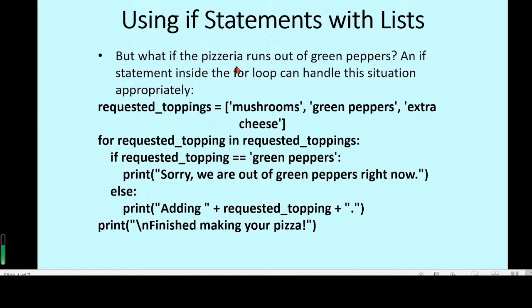But what if the pizzeria runs out of green peppers? An if statement inside the for loop can handle this situation properly. So this is request topping, and in the for loop we can test using an if statement. If request topping equals green peppers, then the message, sorry, we are out of green peppers right now, will be printed out. Otherwise, if this test fails, which means the request topping is not equal to green peppers, then the message adding this request topping will be printed out.